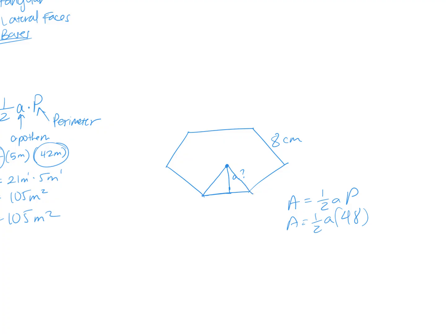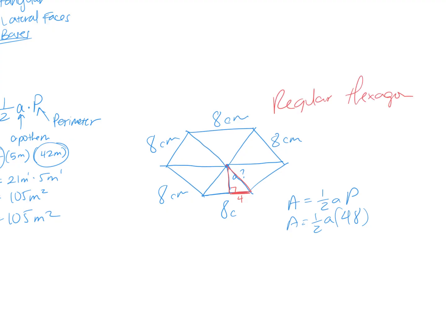Well, let's see. Inside the hexagon, you can draw a bunch of triangles. Even though my triangles don't look like they're the same, it's because of my horrible drawing. But all of the sides are 8 centimeters. So if I focus on the little triangle that I formed here, this forms a right triangle. And now this is 4 because it's split in 2. And it's a regular hexagon, so not only are all the sides the same, all the angles are the same.